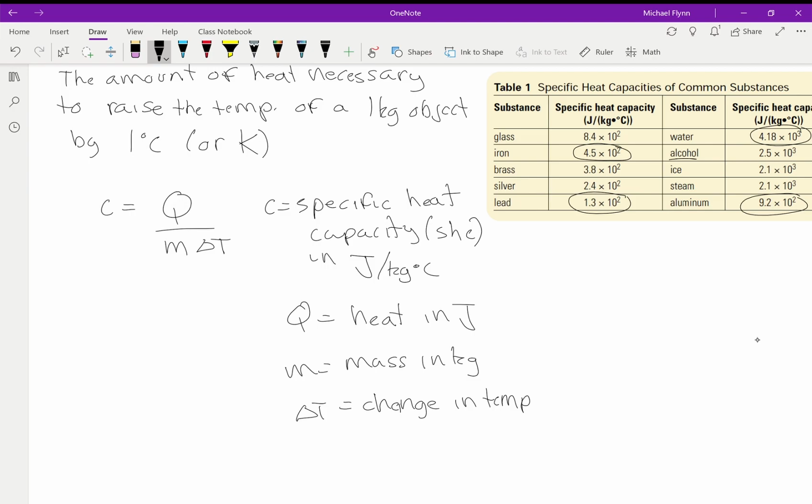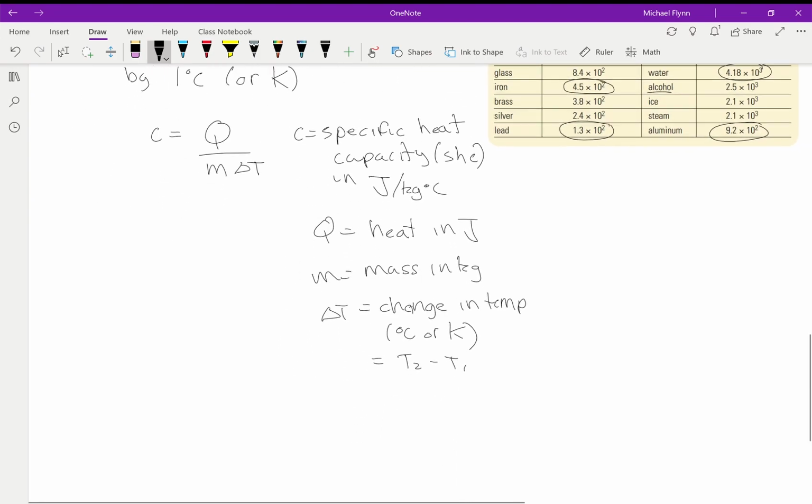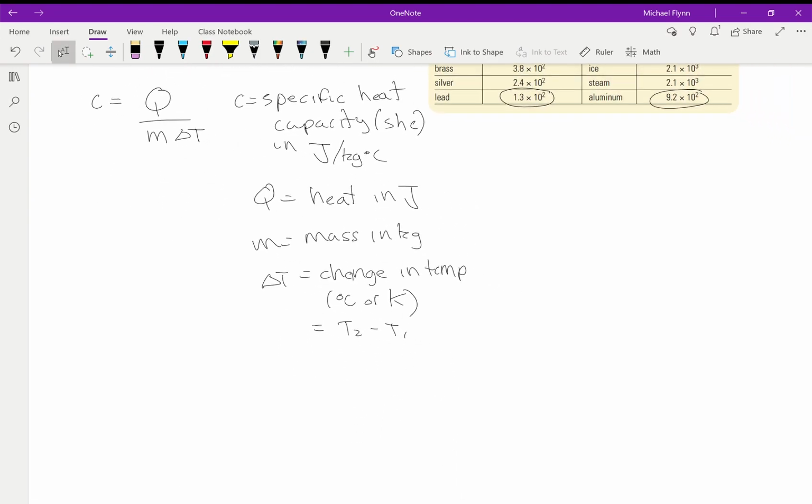And that one is in degrees Celsius or Kelvin, doesn't matter. Sometimes we write T2 minus T1, which you would expect a grade 11 student to understand: final temperature minus initial temperature. So it's a change in temperature. Sometimes we write this formula a little bit differently.